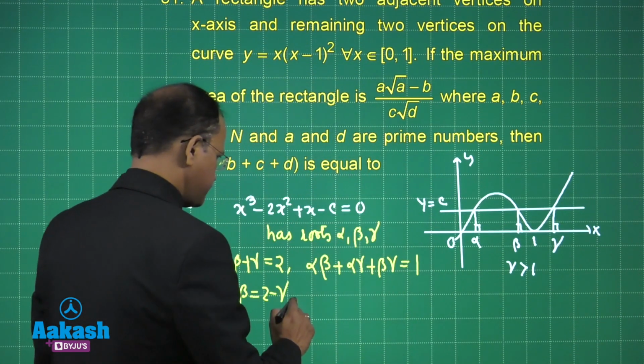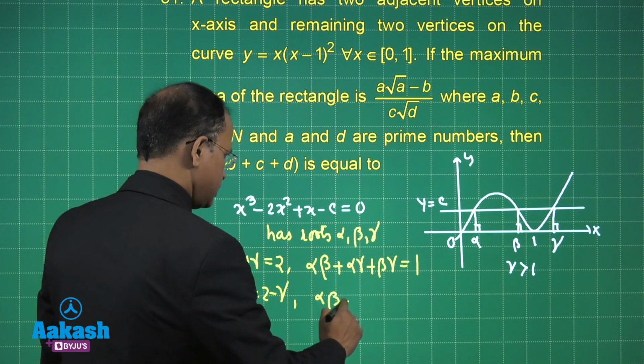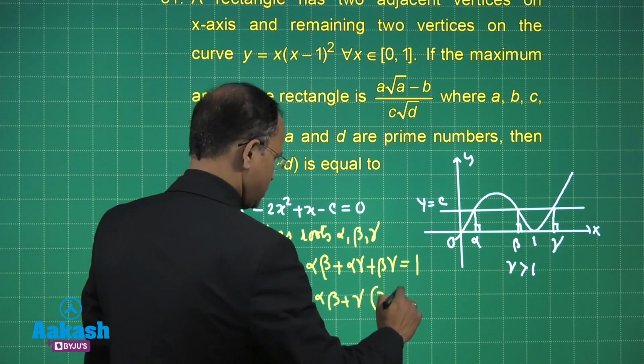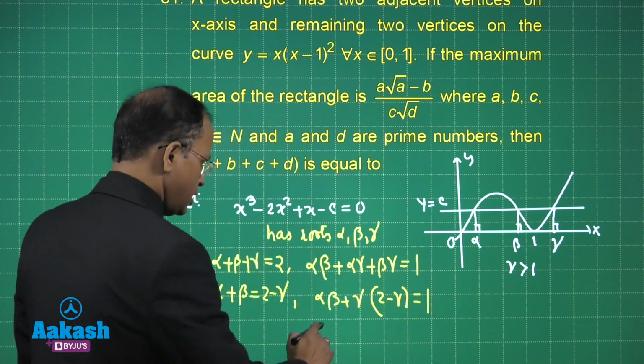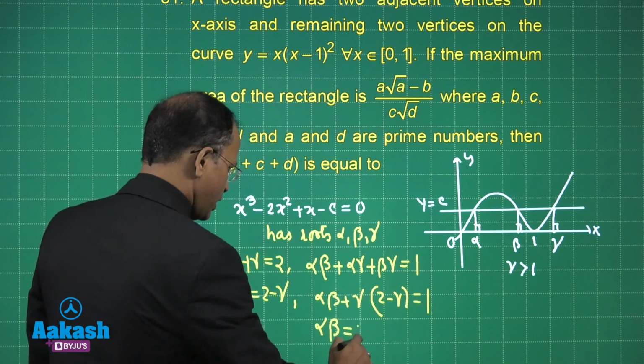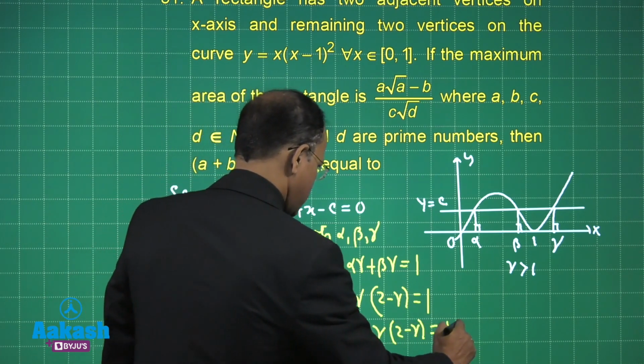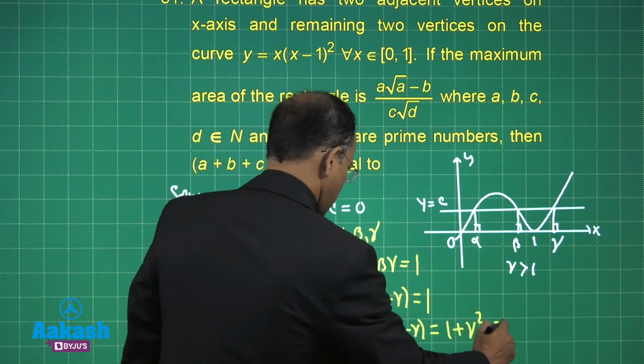Then we have alpha beta, and this gamma can be taken out common. Alpha plus beta is left out, we have 2 minus gamma. This is equal to 1 we have. Got it? Now alpha beta is going to be how much? 1 minus gamma times 2 minus gamma, or we can write it as 1 plus gamma square minus 2 gamma, right? This is what you have.